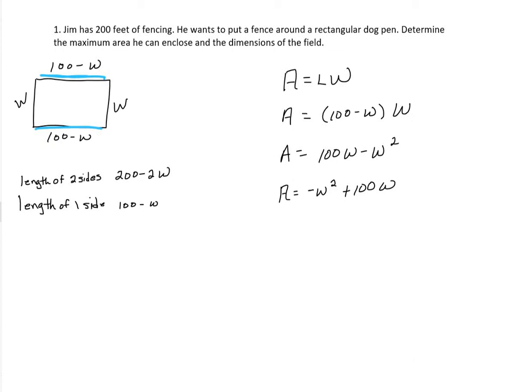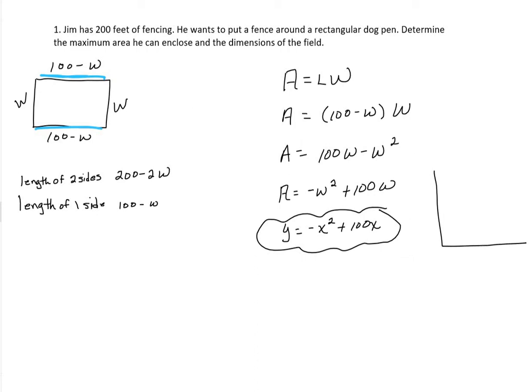Now, we are thinking about this as y equals negative x squared plus 100x. That's kind of what we're relating this to. I'm going to draw a quick sketch of this parabola. Now, because we're dealing with area here, we only need to be looking at a graph in the first quadrant. This is a parabola that's going to be opening upside down. I know that because that leading coefficient is negative. The horizontal axis is representing the width, the vertical axis is representing the area.